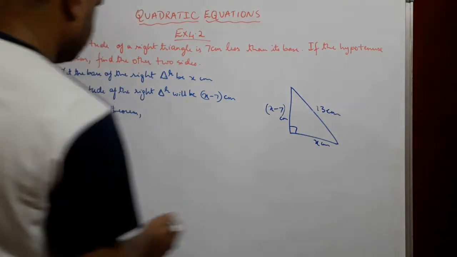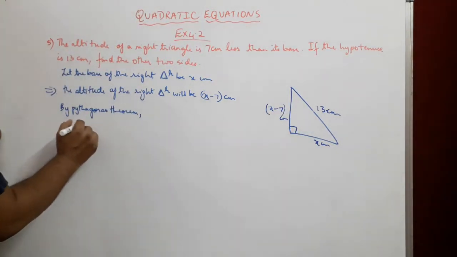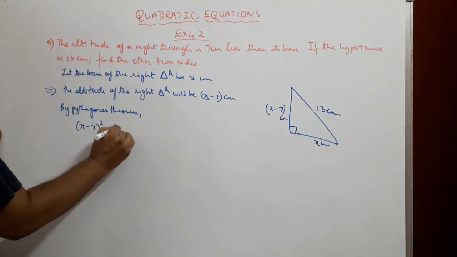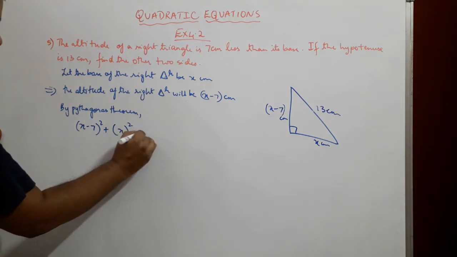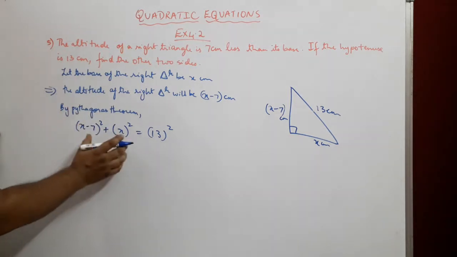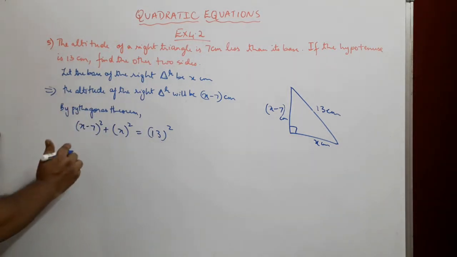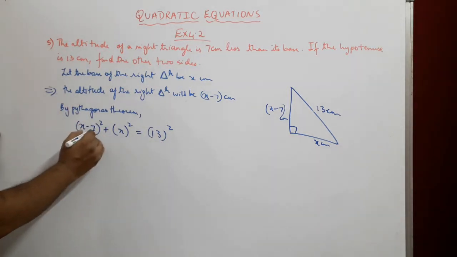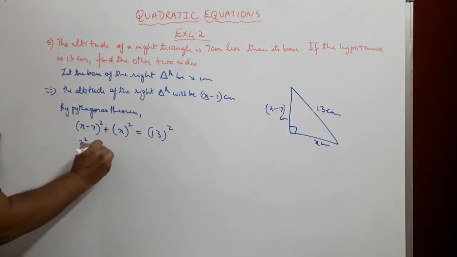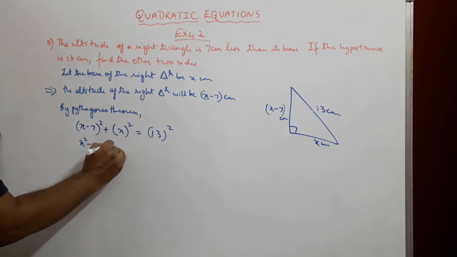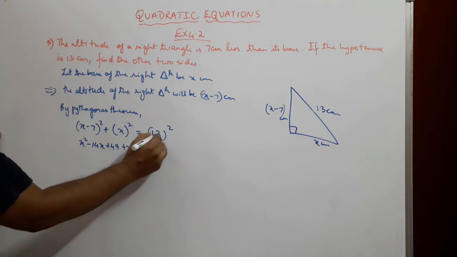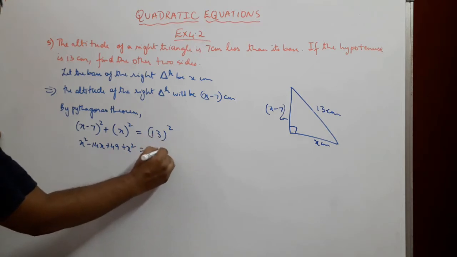So if we apply that, what do we get? We will get (x minus 7) whole square plus x whole square equal to 13 whole square. If we expand, open these brackets up, we should get our quadratic equation. So here we apply (a minus b) whole square, which will be x square minus 14x plus 49. This will be plus x square equal to 13 whole square, which is 169.